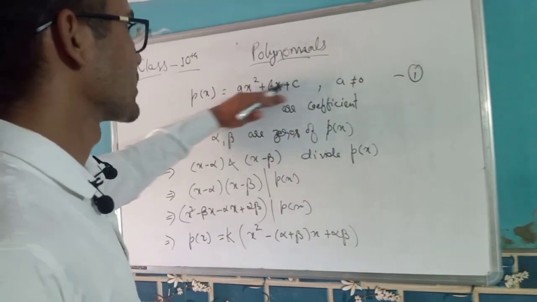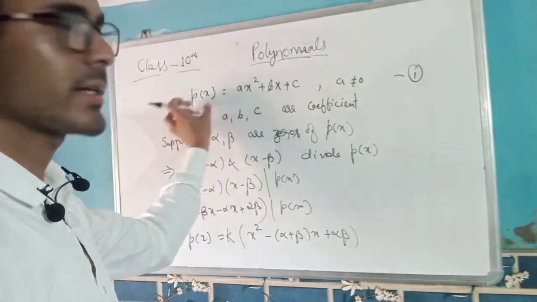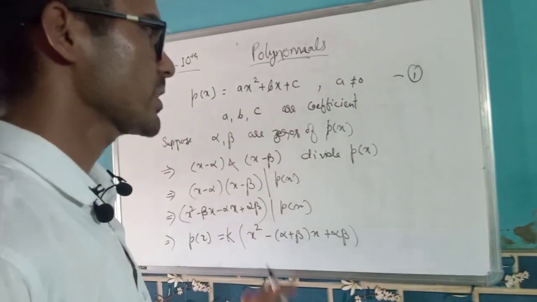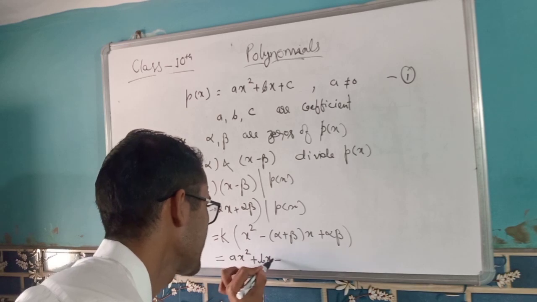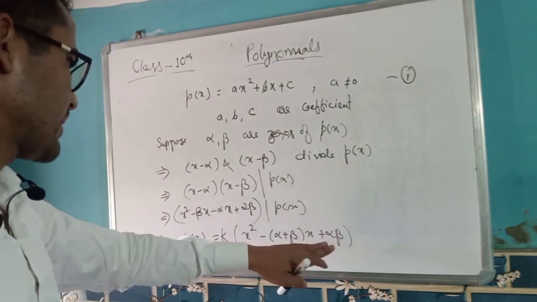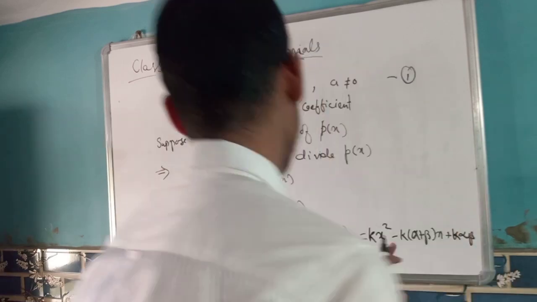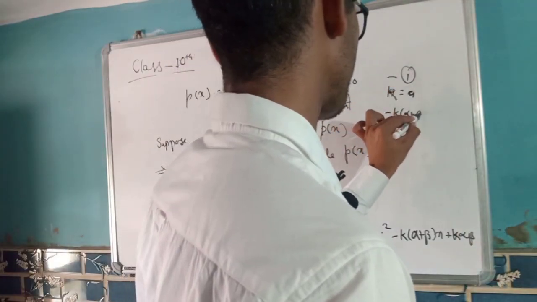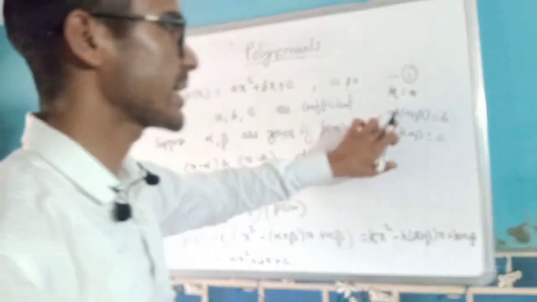Now we can equate this with this very easily, because we got p of x equal to this, and we already have p of x equal to this much. So ax squared plus bx plus c equals k times x squared minus (alpha plus beta) x plus alpha beta. Compare these two things. We get k equal to a, minus k times (alpha plus beta) equal to b, and k alpha beta equal to c.